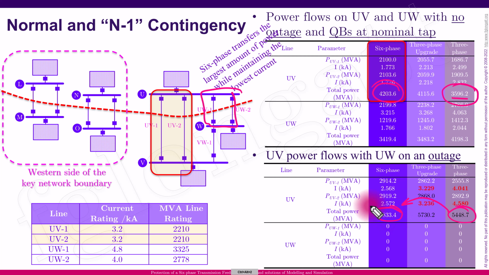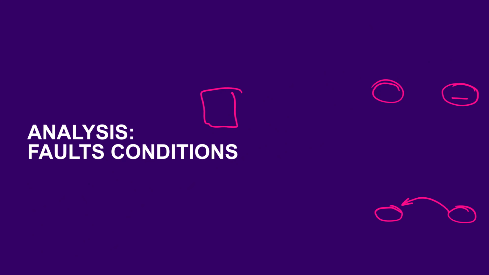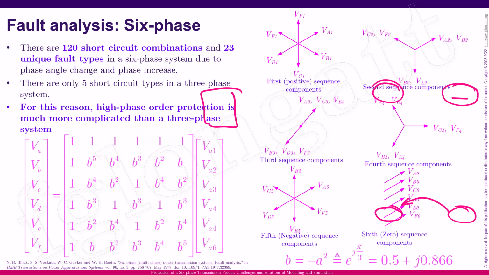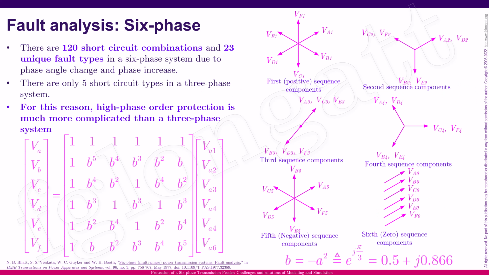Now, what I will do is a short introduction about the fault analysis for the six-phase system. The six-phase system starts to be more and more complicated than the three-phase system because we have a larger combination of faults. In this case, we have 120 possible short circuit combinations. 23 of them are unique faults. And to be honest, using symmetrical components starts to be quite interesting.